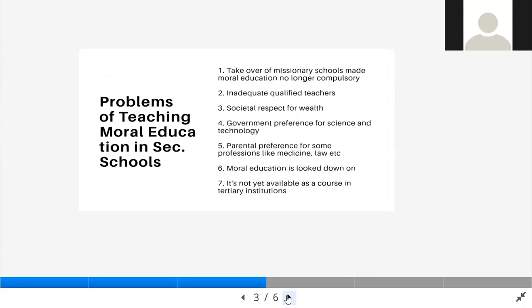You can see the problems facing the teaching of moral education in secondary school. First, since the takeover of the missionary schools, moral education is no longer compulsory. Before, the missionaries were handling schools in many states of Nigeria, but later these schools were taken over by the real owners, by the state. Some are state secondary schools, some are private secondary schools.